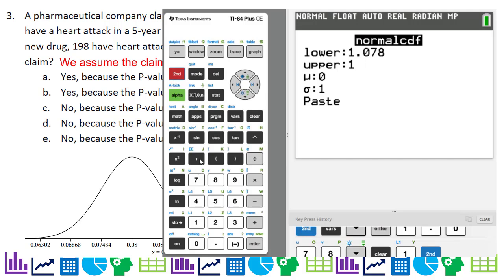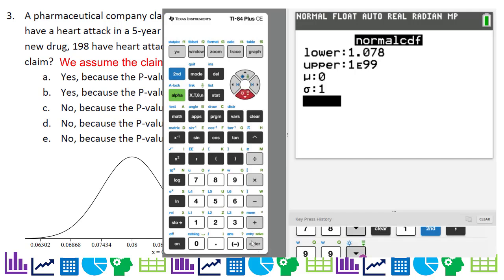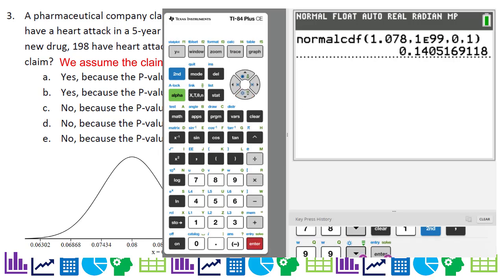Then you hit the second button. Then you hit the comma, that puts the EE there. And then put 99, so that's pretty much infinity. Sometimes you guys with proportions, you're thinking you should put 1. No, actually put infinity. We're trying to use the whole curve. And then hit enter. And we get 0.14051. So it's very close to our answer of 0.1406.